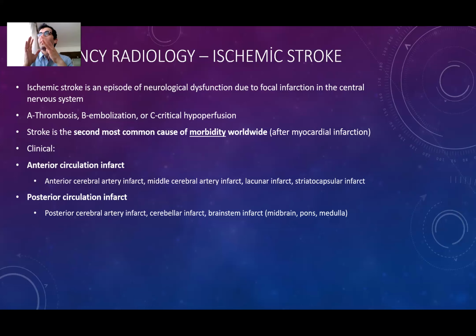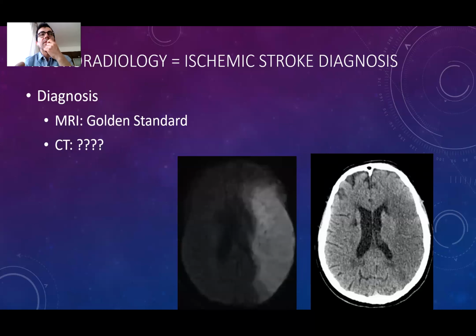If the affected area is the middle cerebral artery, then usually they lose consciousness, and you can see unilateral hemiparesis, for example. So in terms of the diagnosis, diffusion MRI is the gold standard in ischemic stroke.